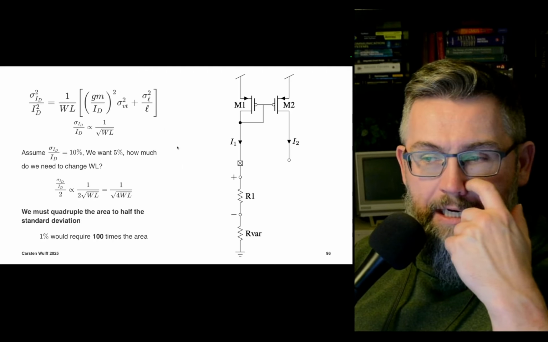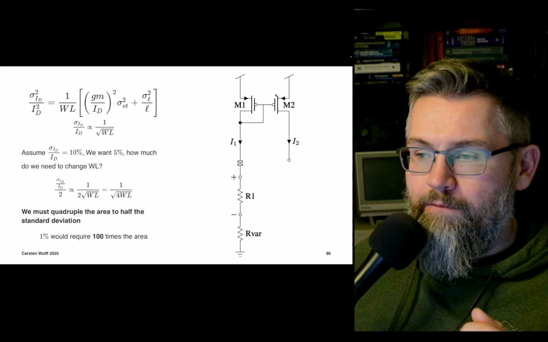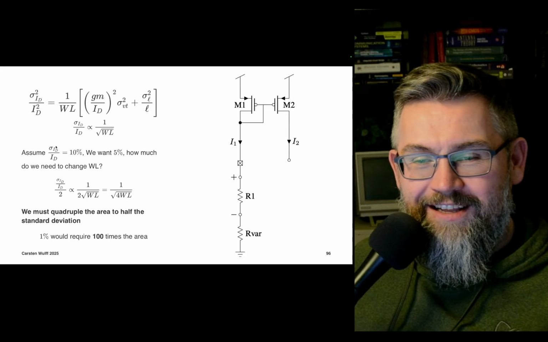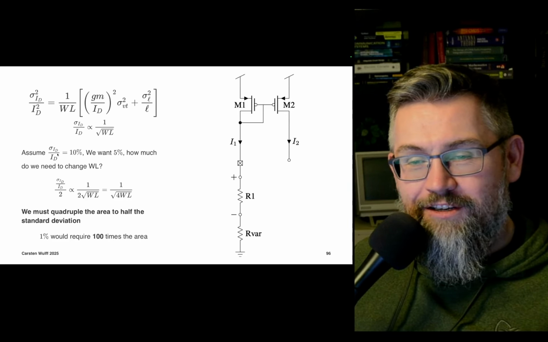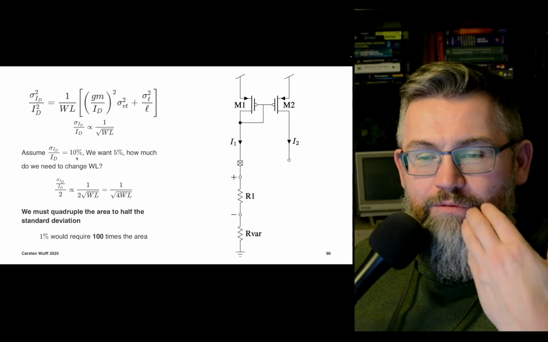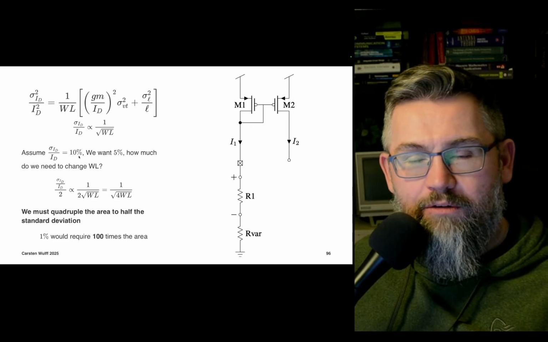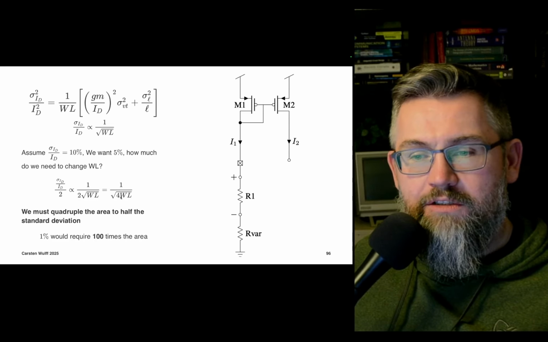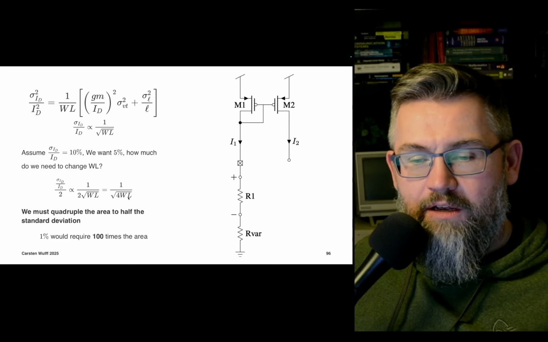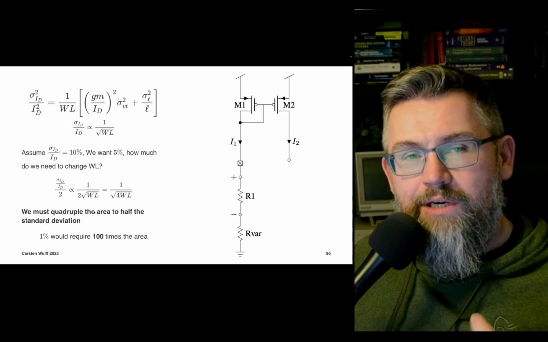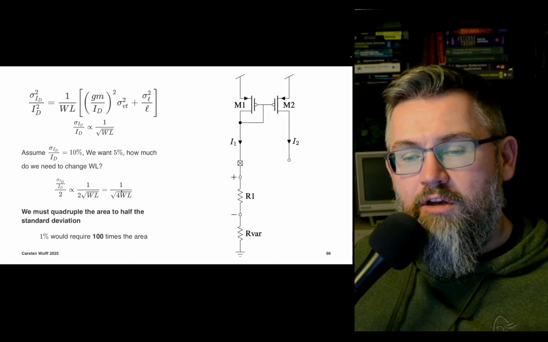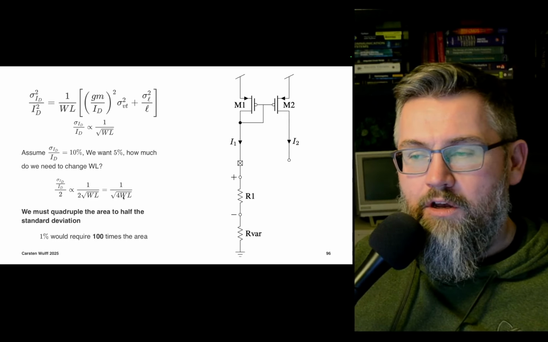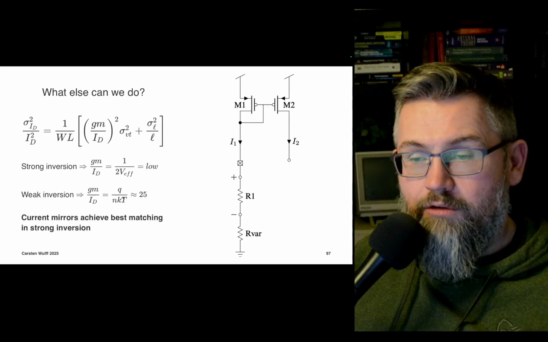So we can actually figure out that for our current mirror, in order to improve the standard deviation of the current over the current, let's assume that the standard deviation there is about 10% of the current. Let's say we want 5%. Then we actually have to quadruple the size in order to get the same thing. So we can increase the area, but that quickly runs out of steam. It's quite hard to get it much better. So low mismatch requires really big devices unless you have other tricks.